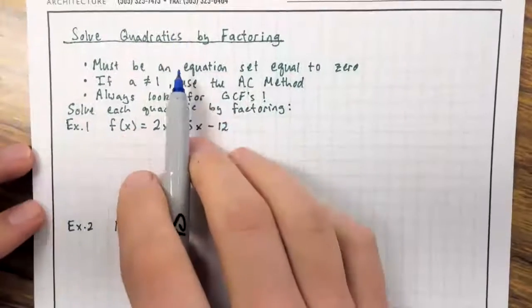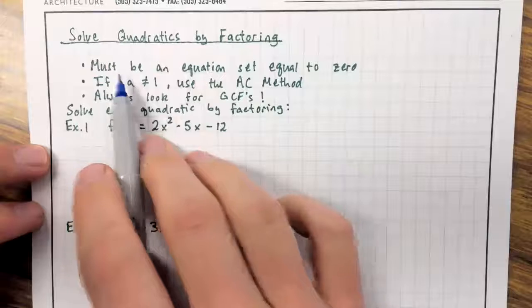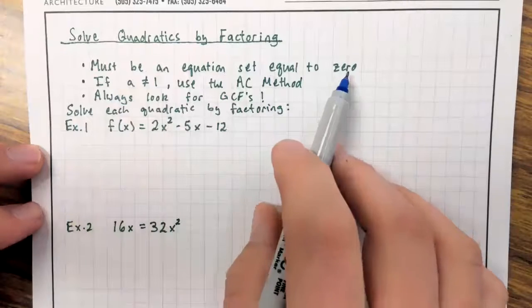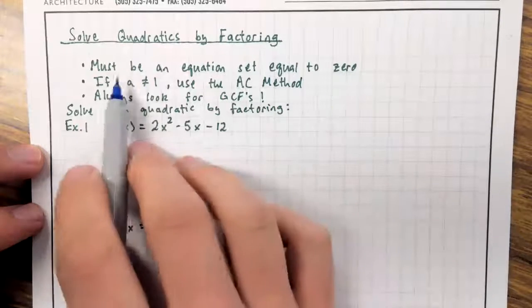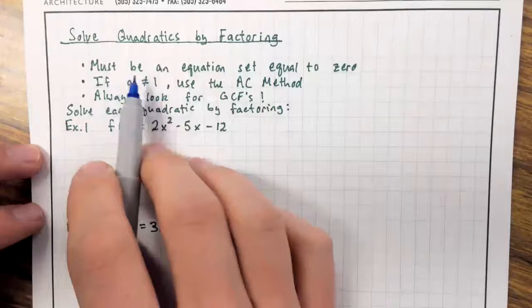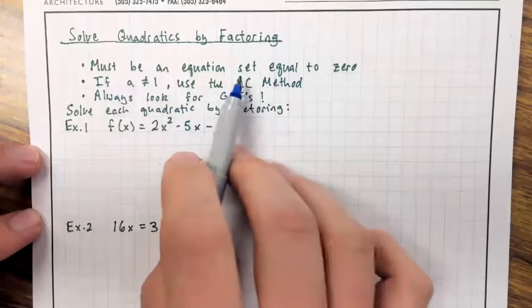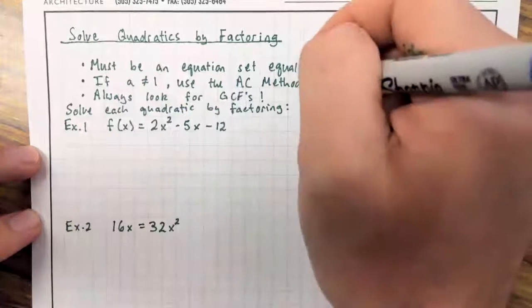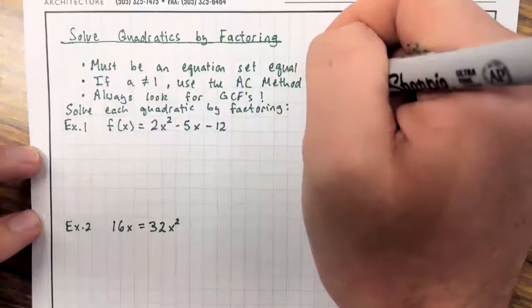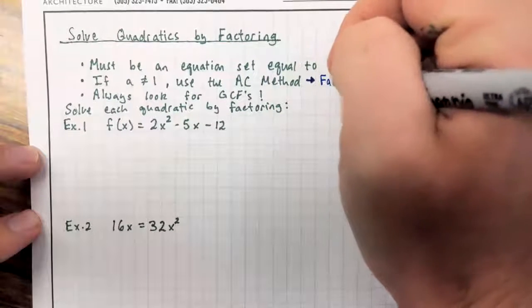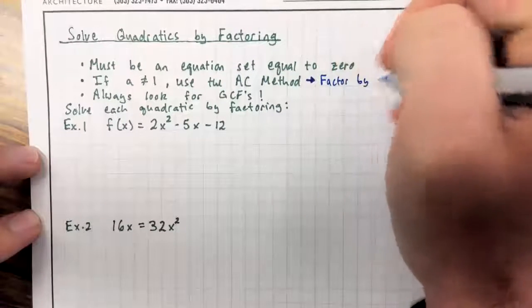So a few things, if we're going to solve by factoring, it must be an equation set equal to 0. That's one thing to check for. Look at the a value always. If a is not equal to 1, we're going to have to use the AC method. And then the AC method, by the way, is going to follow up with factor by grouping. I'll show you all about it.